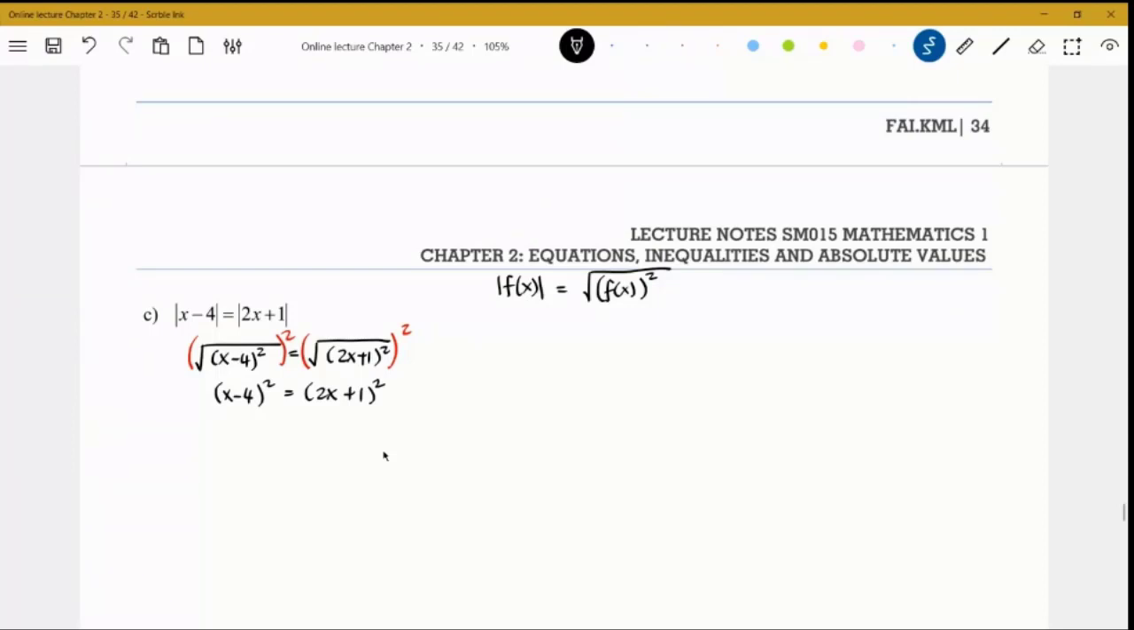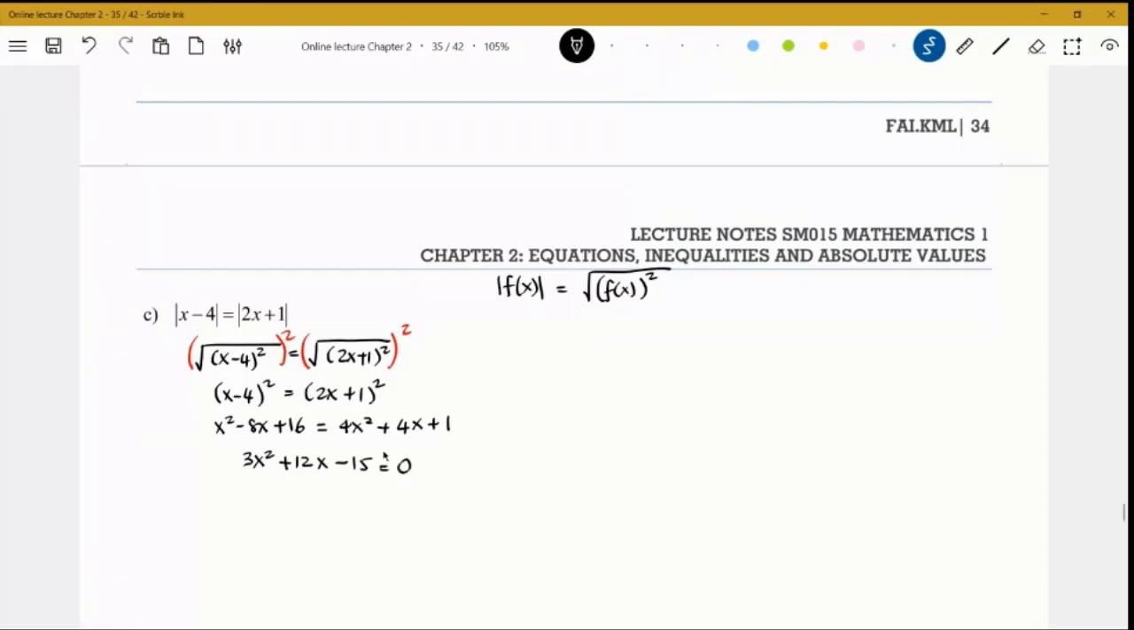Okay, so expand kiri kanan properly. So we can have x square minus 8x plus 16. Sebelah kanan akan jadi 4x square plus 4x plus 1. So we combine or collect the same items. I bring everything from left hand side to the right hand side to make the x square positive. So x square, bring here will be minus, so we end up with 3x square. Negative 8x we move here will be positive, so end up 12x. And then positive 16 move here will be minus, so minus 15 equal to 0.